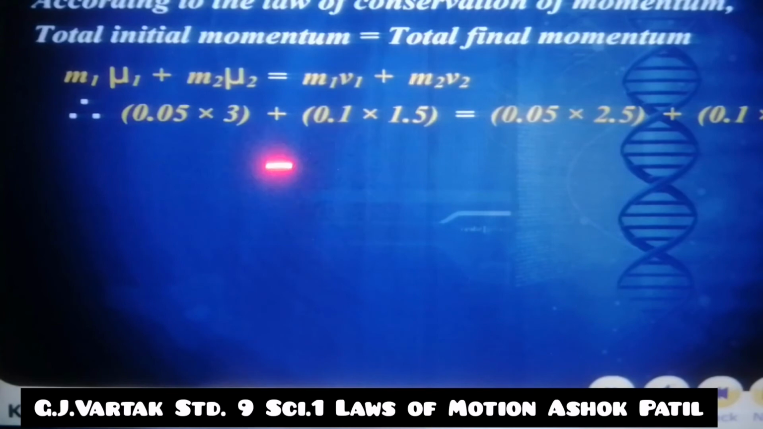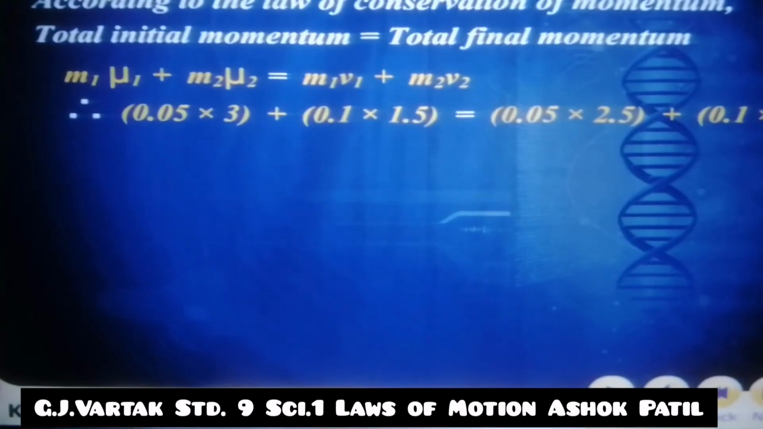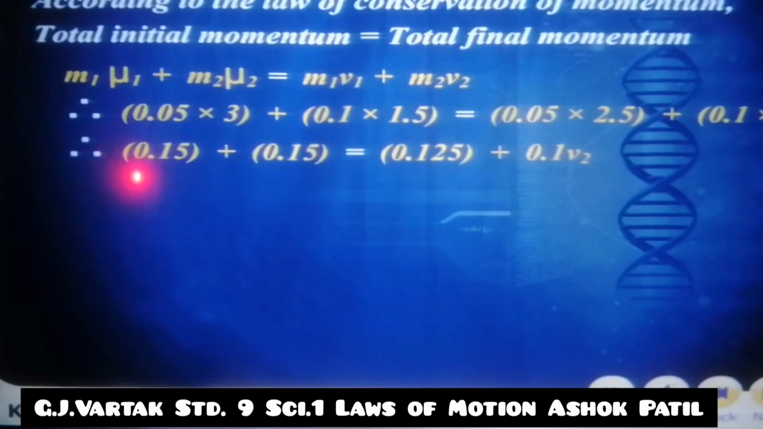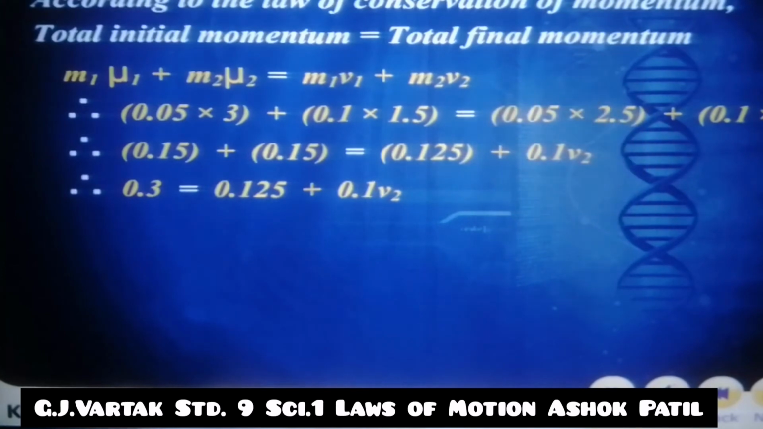Okay, then the multiplication of 0.1 and 1.5 is 0.15 also, because there are 2 decimal places coming here. Look here, 0.05 into 3 is equal to 0.15, and the multiplication of these is also 0.15. The multiplication of these is 0.125 and the multiplication is 0.1 into v2.